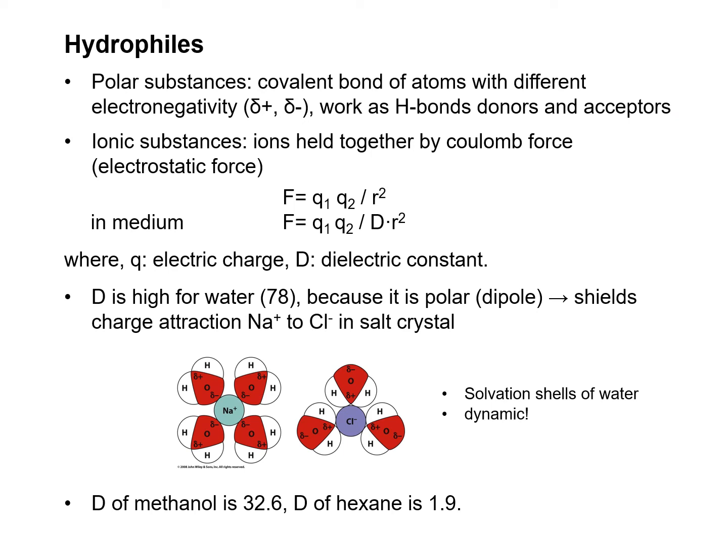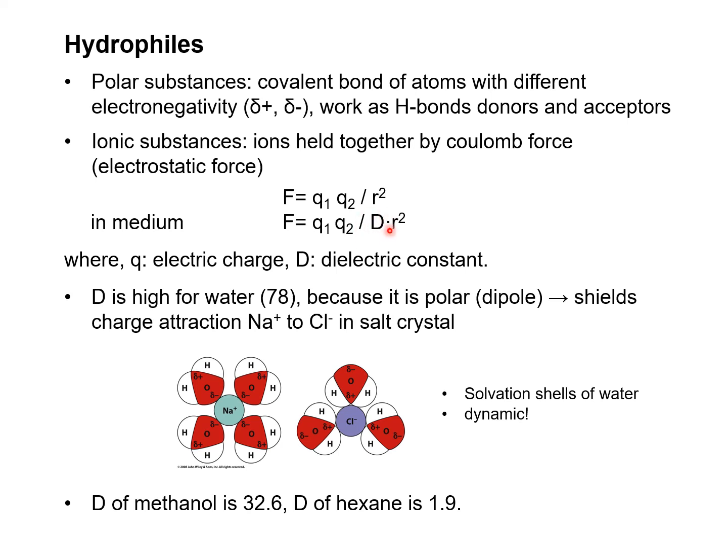Ionic substances are held together by the Coulomb force, or the electrostatic force, and this can be written as F equals Q1 Q2, which are the electric charges of the two substances that are interacting, divided by R squared, where R is the distance between these two molecules. But in a medium such as water, this Coulomb force can be written with the dielectric constant D included in the denominator.